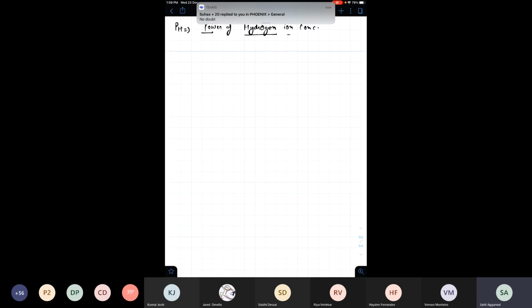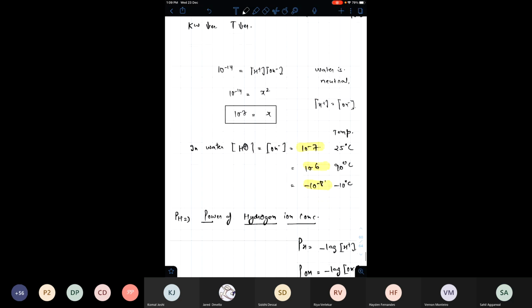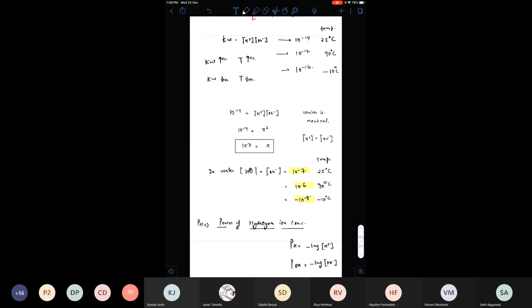So pH is what? Power of hydrogen ion concentration. The formula of pH is minus log of H plus concentration. Similarly, there is another term called pOH, that is minus log of OH minus concentration. Done.